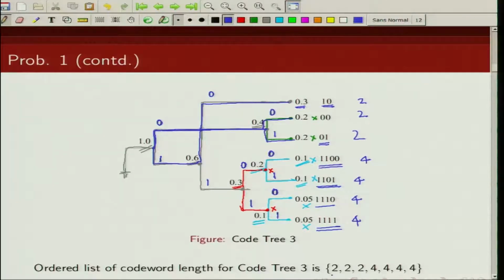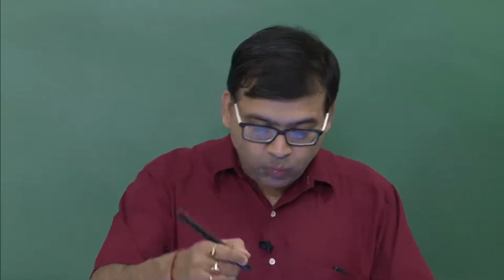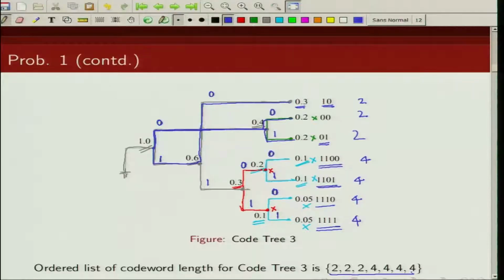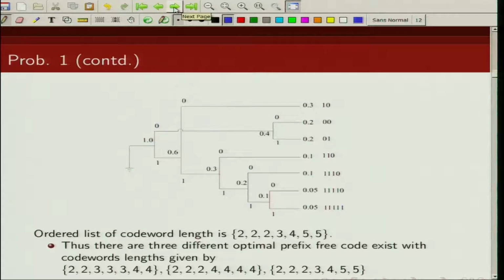So if I write the ordered list of code words in terms of their length, you can see that this particular optimal Huffman code has an ordered list that is different from what we got in the earlier 2 cases. So this optimal prefix-free code is fundamentally different from what we have got in the previous examples. There is another way in which I can combine these symbols with this probability, and look at this.